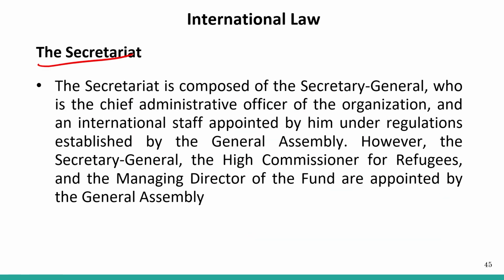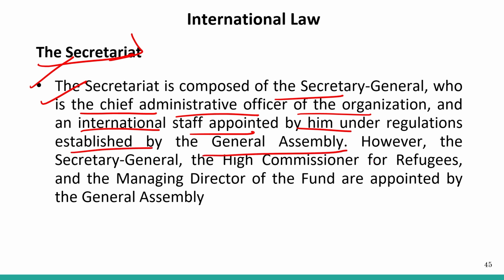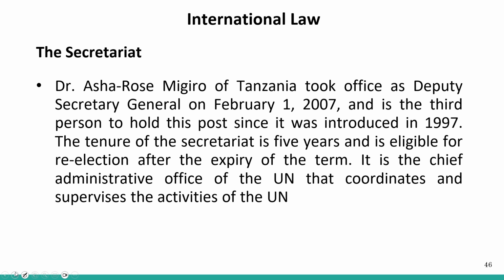Now, another organ, that is the Secretariat. The Secretariat is composed of the Secretary General, who is the chief administrative officer of the organization. So it is the Secretariat that manages how the United Nations or a General Assembly would look, what establishment is required, what the work of the Security Council will be, how the Security Council is going to be in session, what all the regulations are, the staff appointments, and everything will be done by the Secretariat itself. And an international staff appointed by him under regulations established by the General Assembly. However, the Secretary General, the High Commissioner for Refugees, and the managing director of the funds are appointed by the General Assembly itself. Okay.